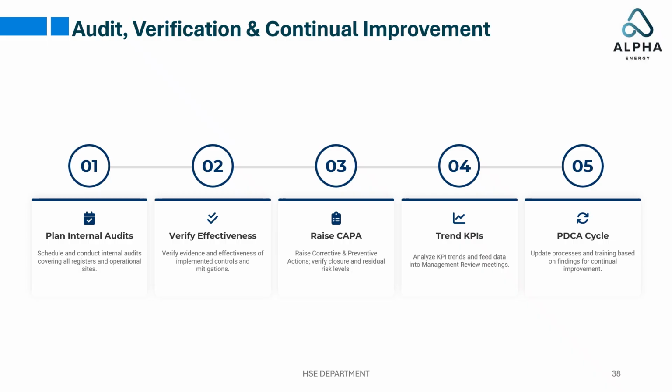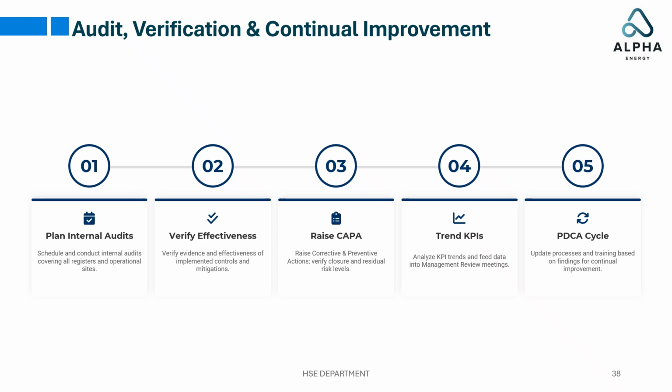Performance is then monitored through trend analysis of HSE KPIs, where audit results, compliance status, incident data, and corrective action closure rates are analyzed. These trends are presented during management review meetings to support decision-making and improvement planning.